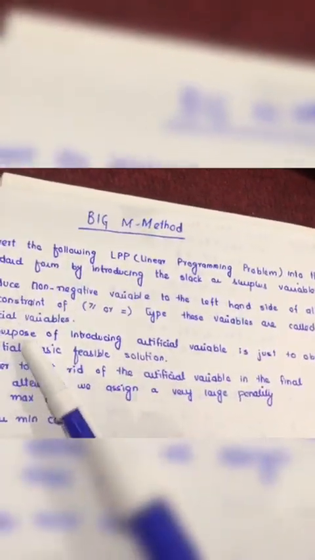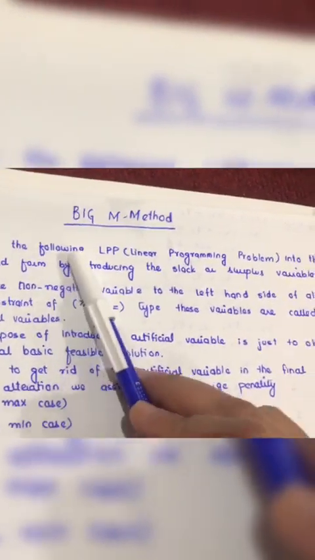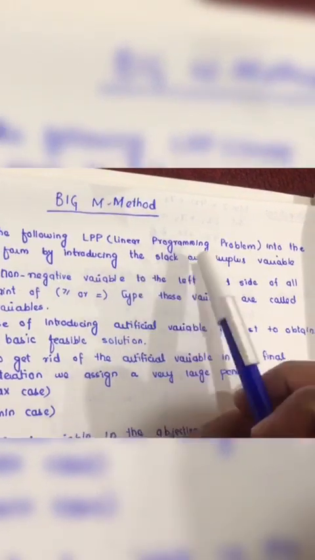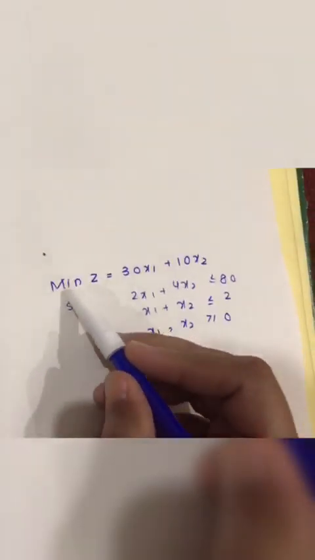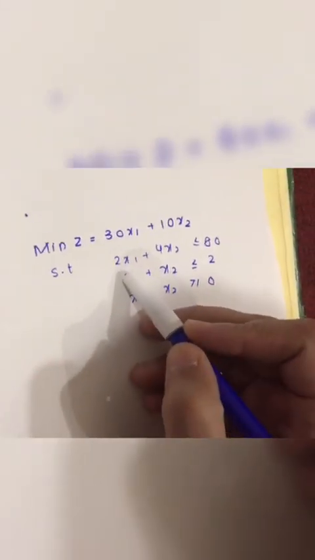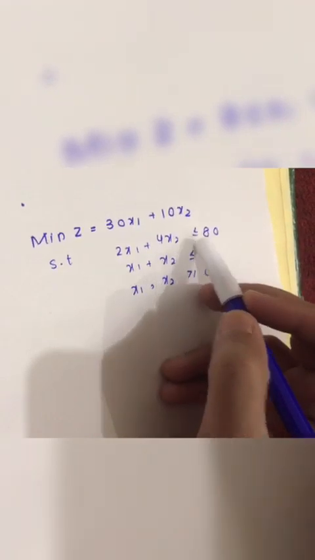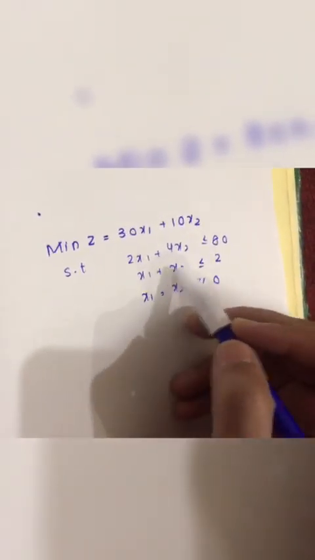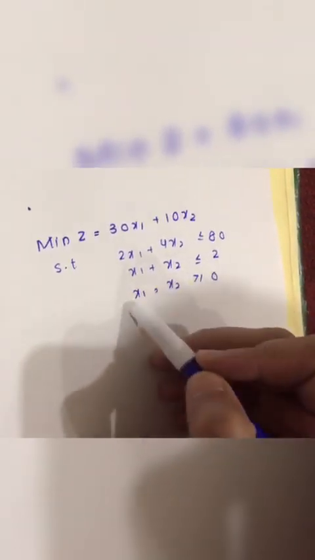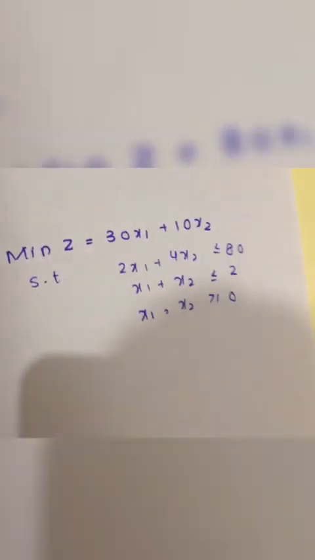Following points are: convert the following linear programming problem into the standard form by introducing slack or surplus variables. For example, we have minimization of z = 20x1 + 10x2 subject to the constraints 2x1 + 4x2 ≤ 80, x1 + x2 ≤ 2, x1 + x2 ≥ 0. This is the non-negativity constraint, right?